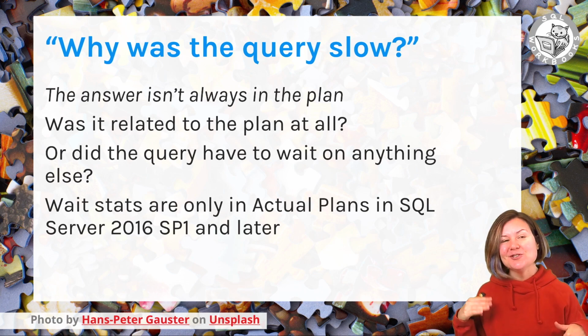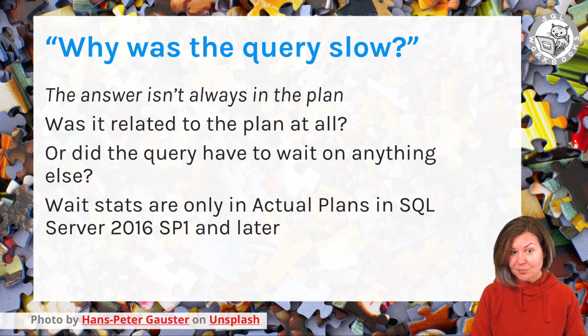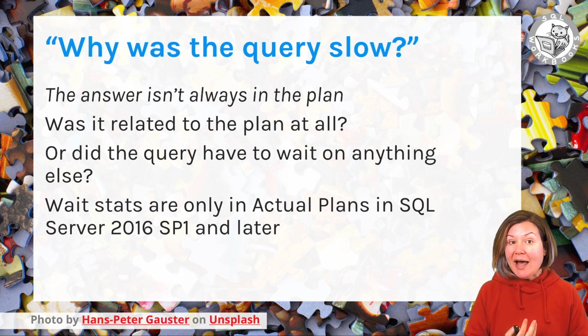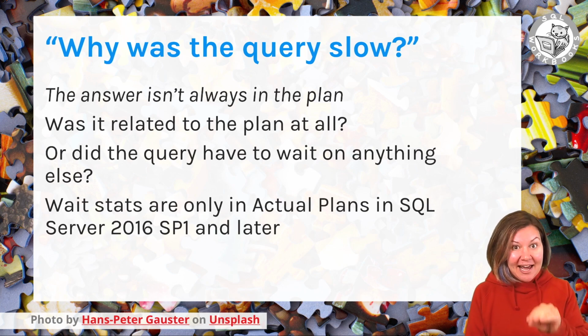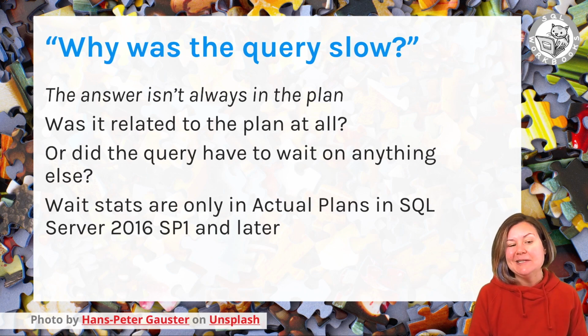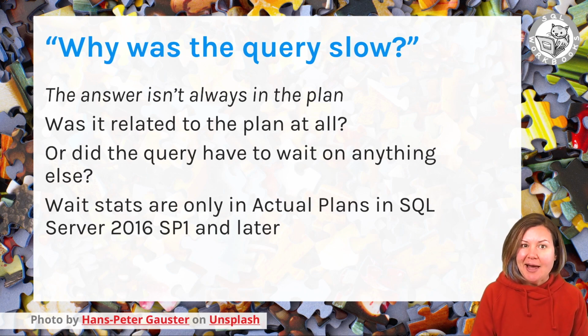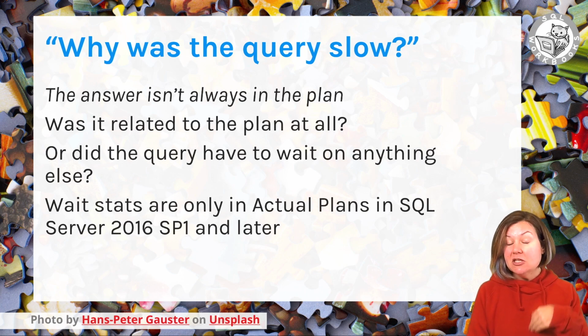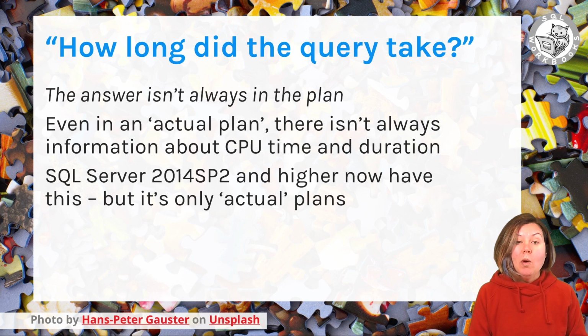As of SQL Server 2016 Service Pack 1, certain kinds of plans called actual execution plans do have some information about wait statistics in them, but it's only that type of plan, the actual type of plan in SQL Server 2016 Service Pack 1 and later. Most of the time when we're looking at an execution plan, we don't have that information of, did the query have to wait, and if so, what was it waiting on?